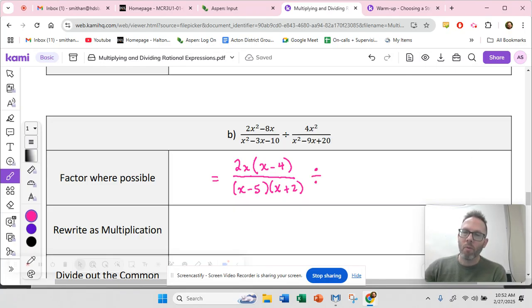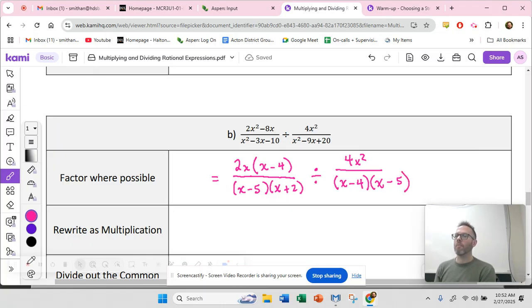Divided by, we got 4x squared. And then x squared minus 9x plus 20. What adds to minus 9 multiplies to positive 20? Minus 4, and minus 5. All right, guys, don't be too hasty, just slashing and crossing stuff out. We need to have this written as a multiplication before we do that. Let's rewrite this as a multiplication. So we invert and multiply.